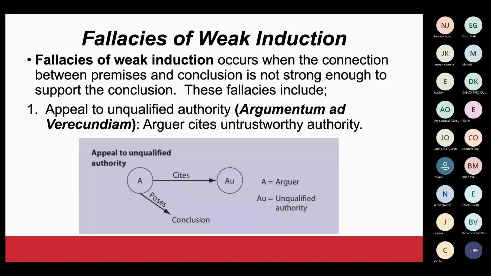Remember, we have looked at the two types of argument: deductive argument and inductive argument. In the inductive argument, we have what we call weak argument and what we call strong argument. Now, the fallacies of weak induction, not just weak, but it is a fallacy, is that the premise and then the conclusion are very weak. And aside from their weakness, they are not even supported. The first one is what we refer to as the argumentum ad verecundiam.